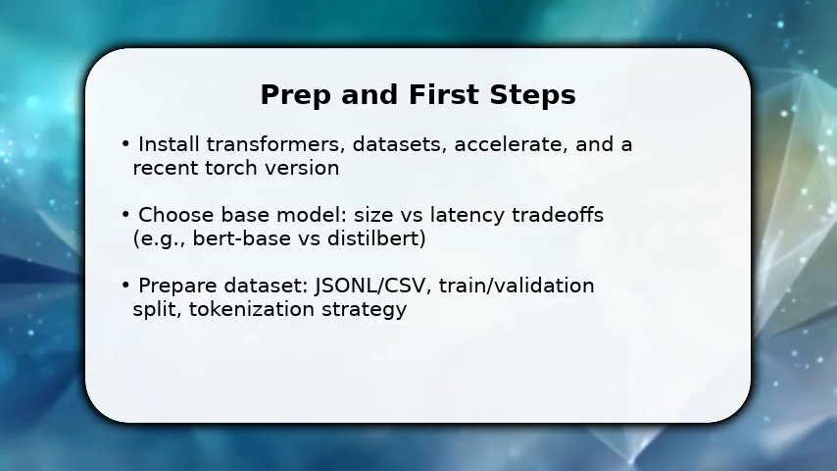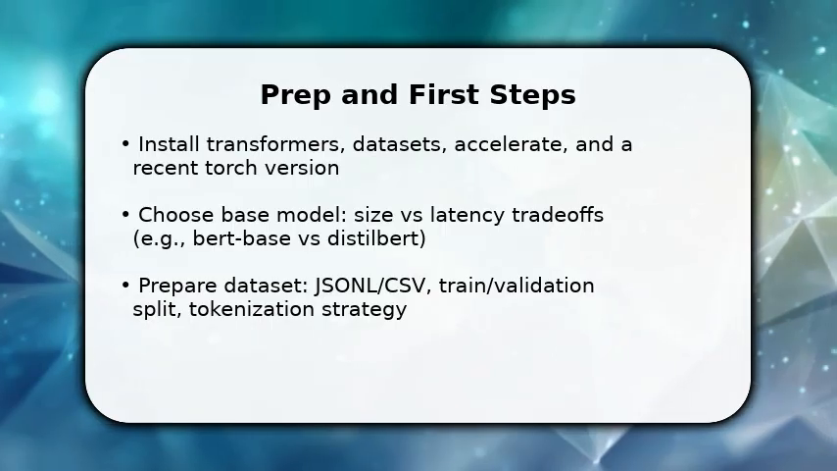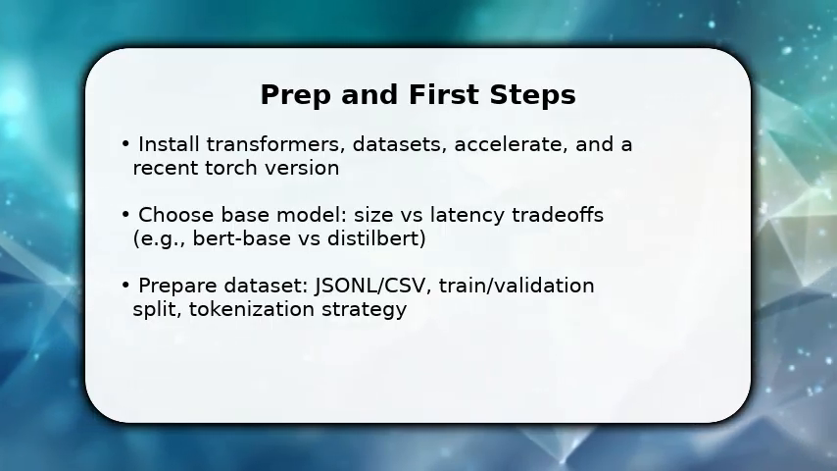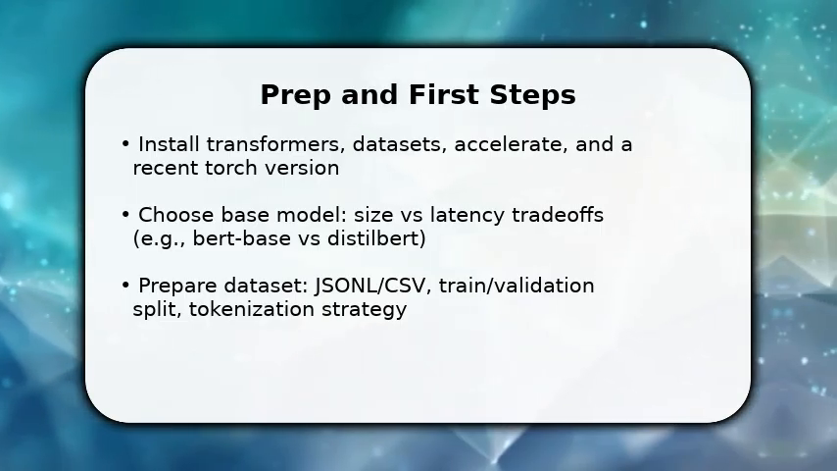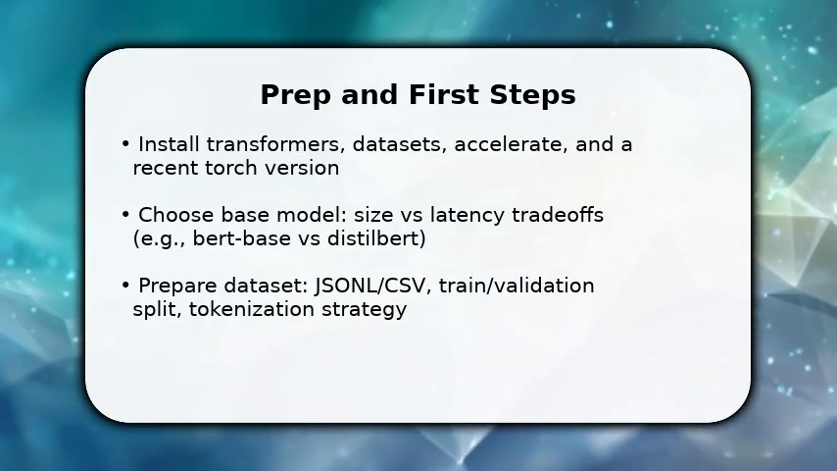You start by confirming prerequisites and getting straight to work. Install transformers, datasets, accelerate, and a compatible torch. Then pick a base model based on accuracy versus inference cost.